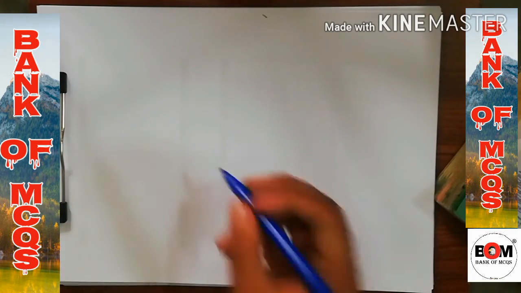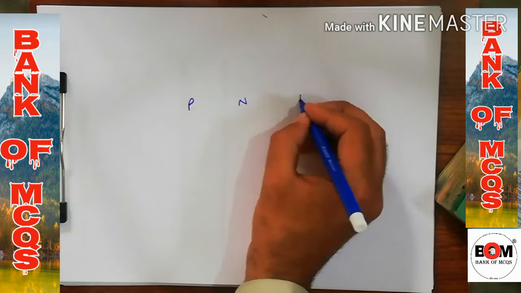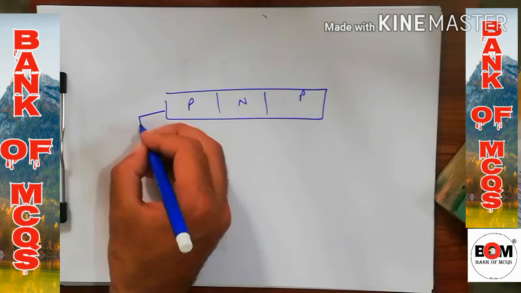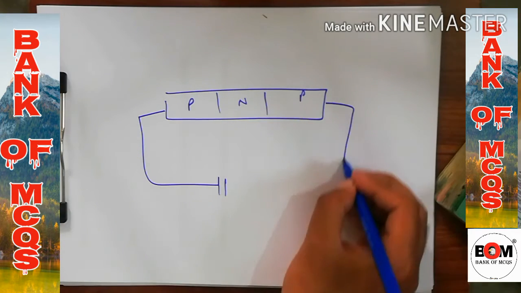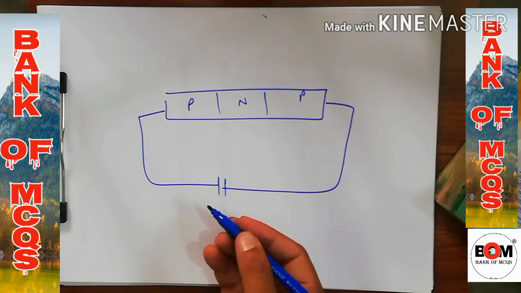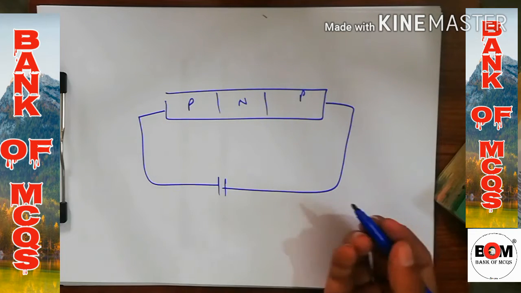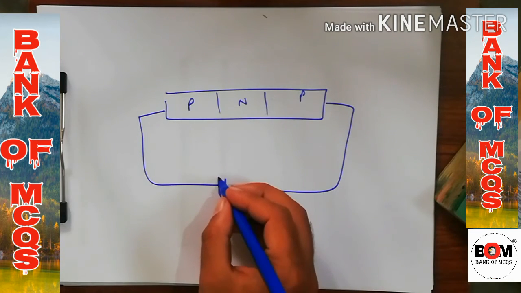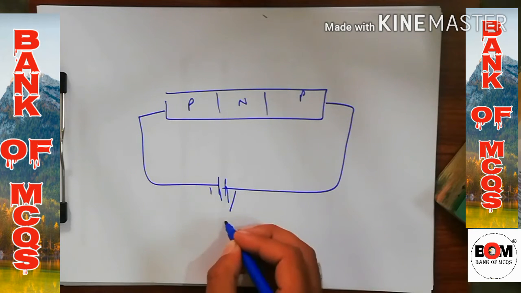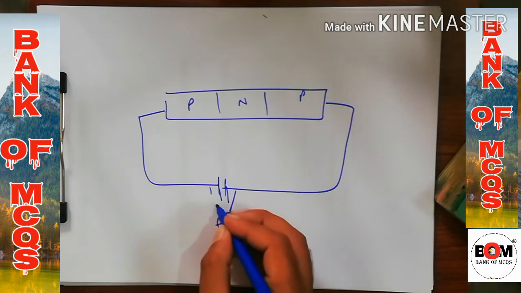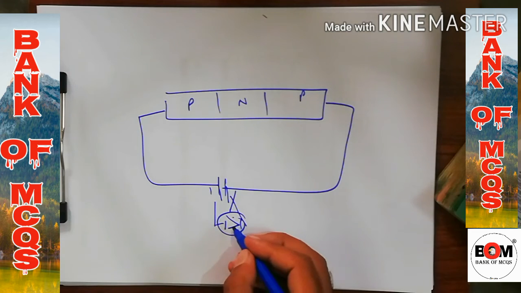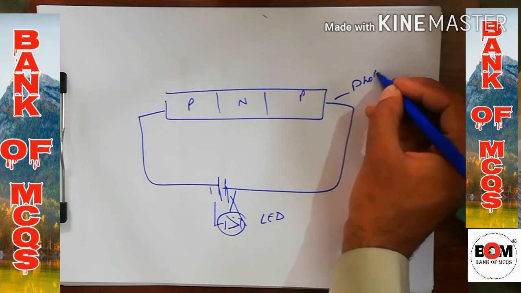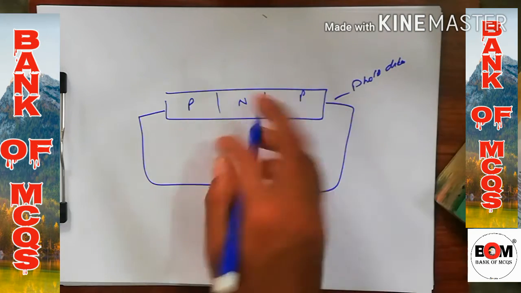This is a PN junction. Done. We connect it to the battery. If we charge the battery, we will connect it to the R. Again, this is LED. If we add it to a PN junction, this is LED. If we add an LED bulb to what? Photodiode or solar cell. Both can be explained in one topic.